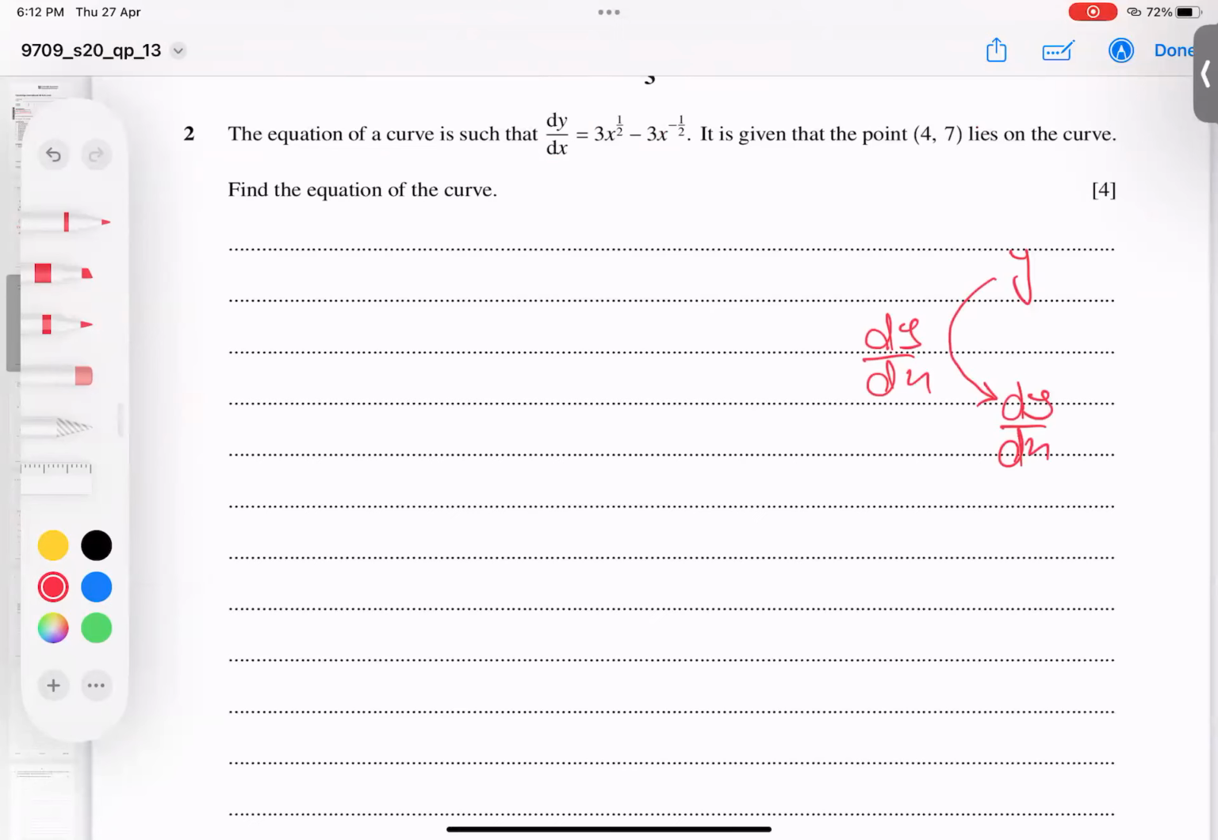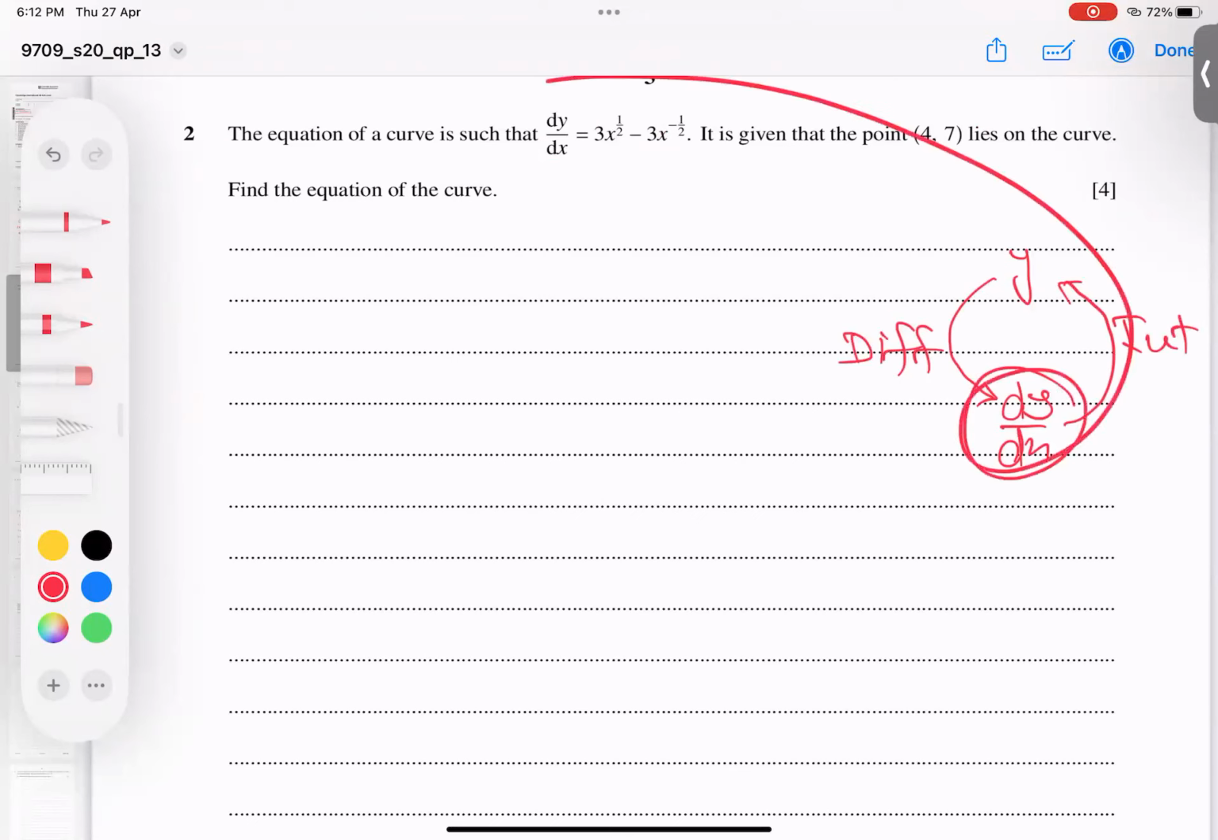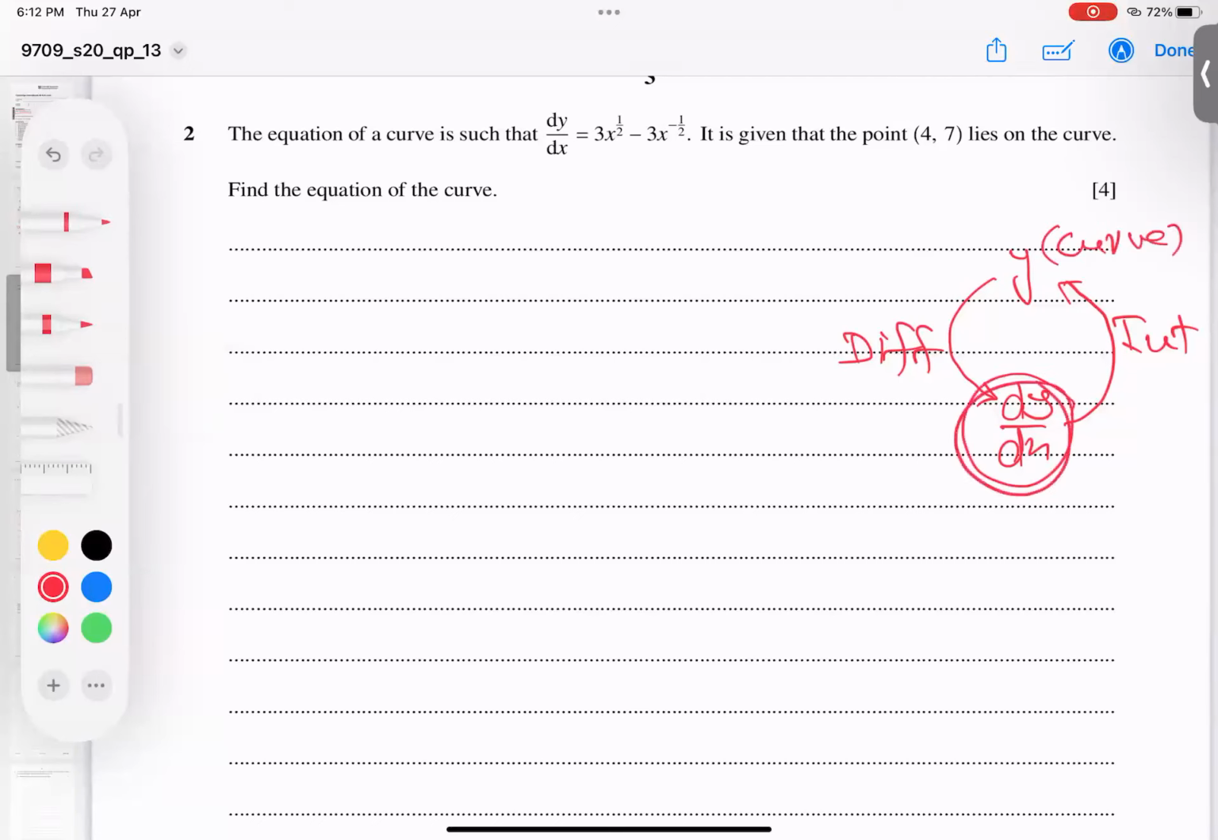And when I want to go backwards, actually this is called differentiation. I'm writing here differentiation. But when I want to go back, it is called integration. So whenever dy over dx is given, and y is also called the equation of the curve. From dy/dx, if I want to get back the curve equation, I have one choice only. What is that? Integration. So let's start.